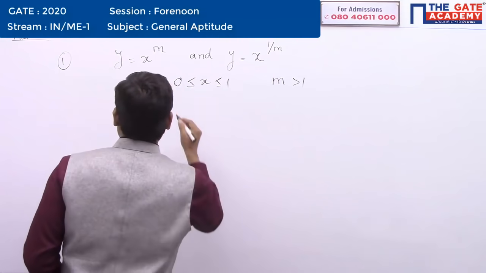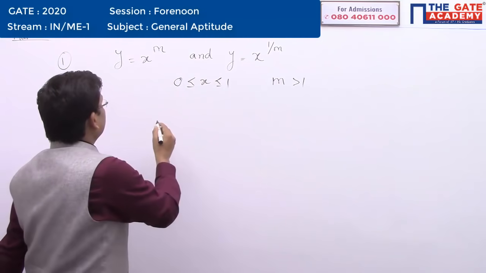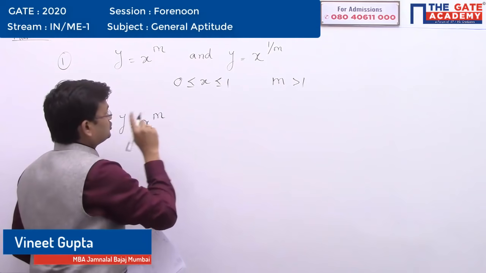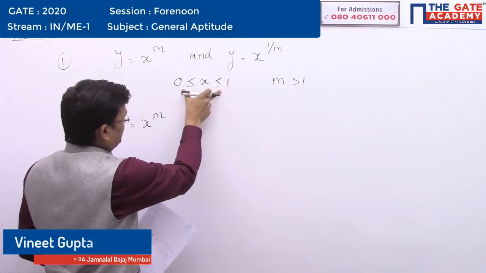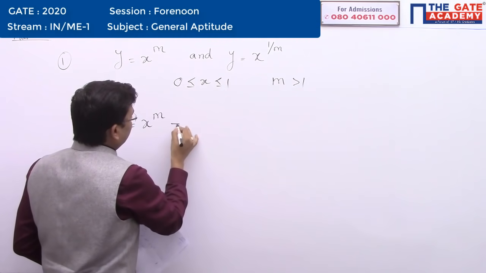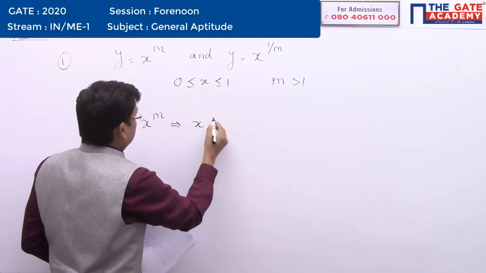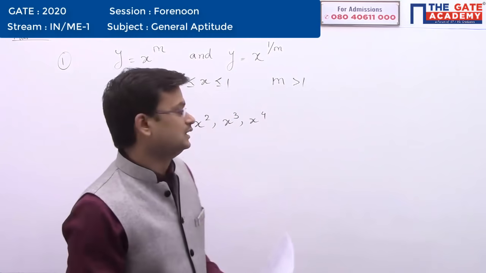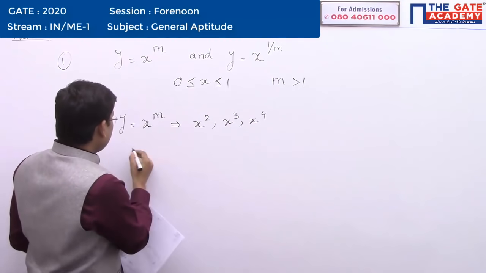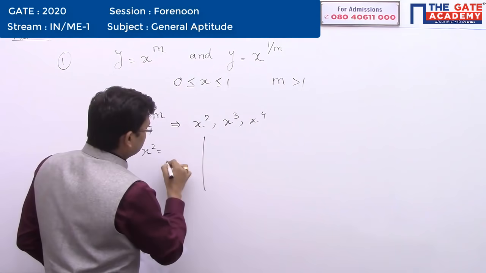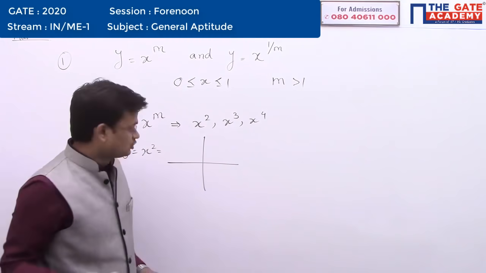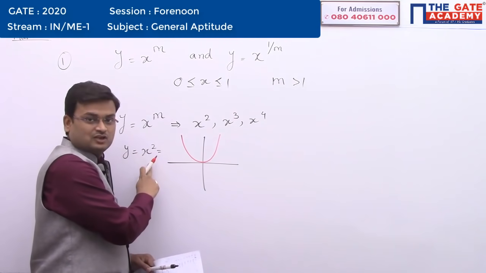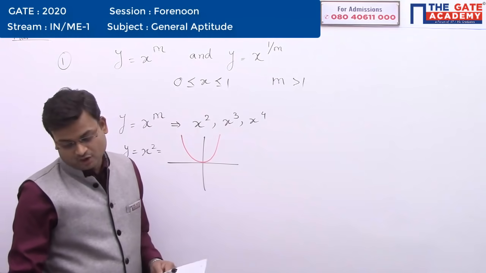Now let's talk about the nature of the graph in each case. If y is equal to x raised to m, where m is greater than 1, my graph can be x square, x cube, x raised to 4, and so on. That means it's a polynomial. We all know that for y equal to x square, the function looks like this, because y will not be negative for any x value, whether positive or negative. You can take some values and plot this.